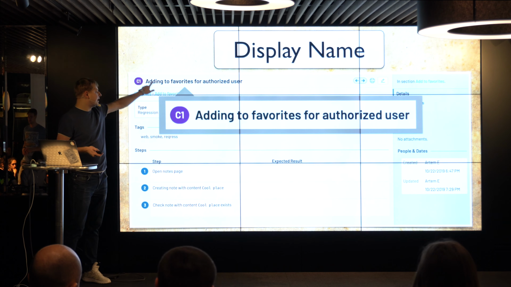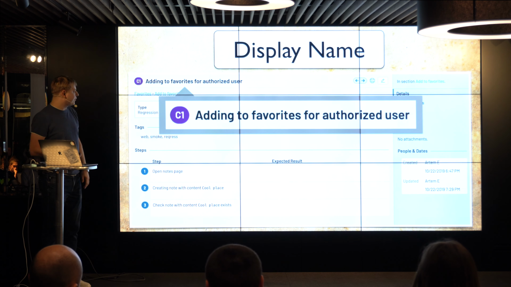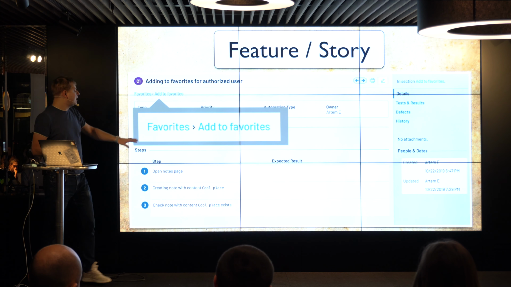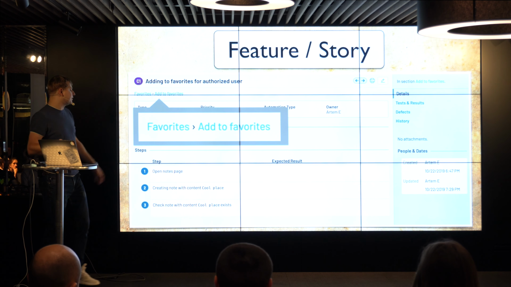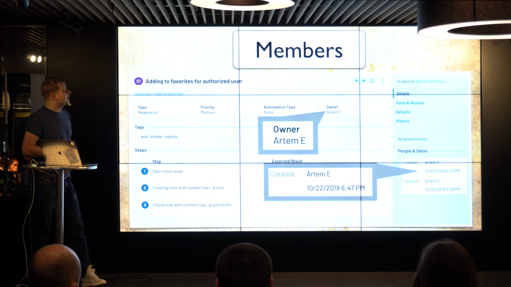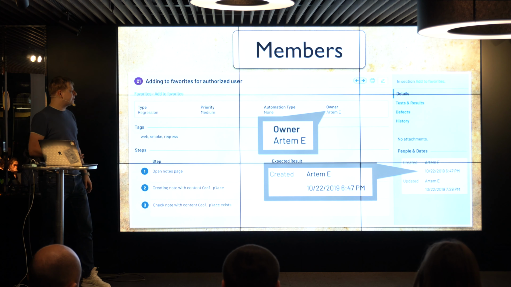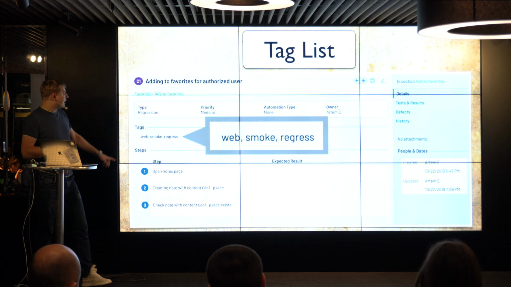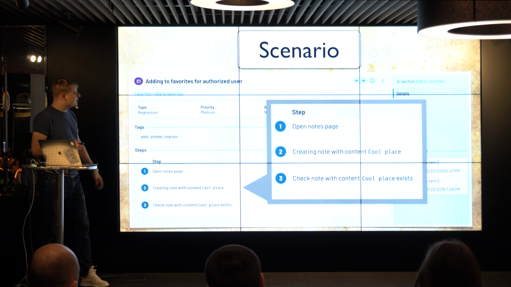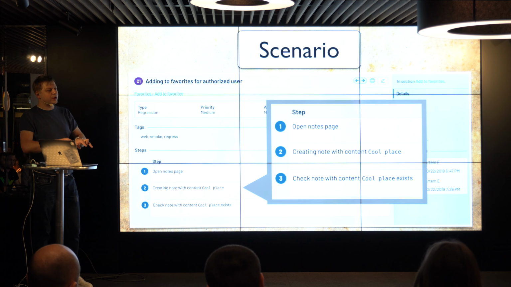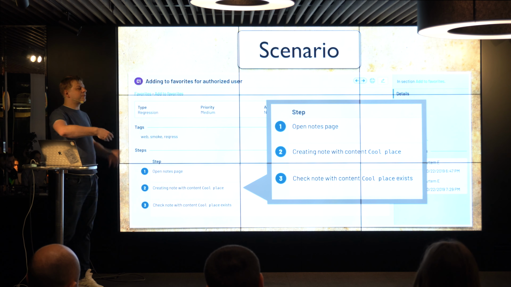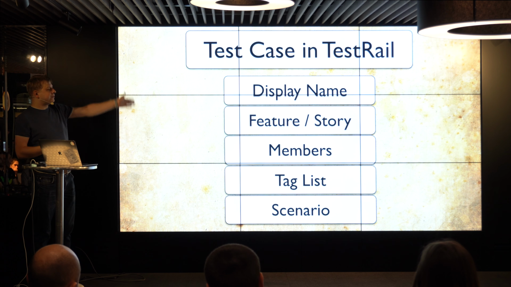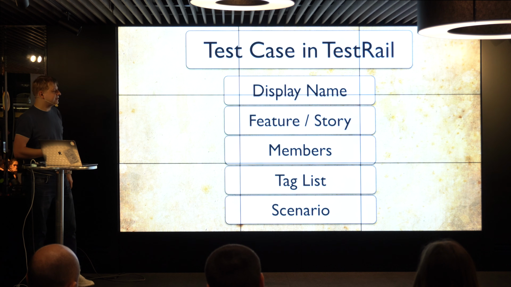It has a title and ID, first of all. After that, it has some kind of groups, feature and story, for example. Also, it has information about members, author, and owner of these test cases. Text for filtering, and a human-readable scenario which you can provide to your colleagues for analyzing what's going on in this test. So this is a full list of attributes of every test case.